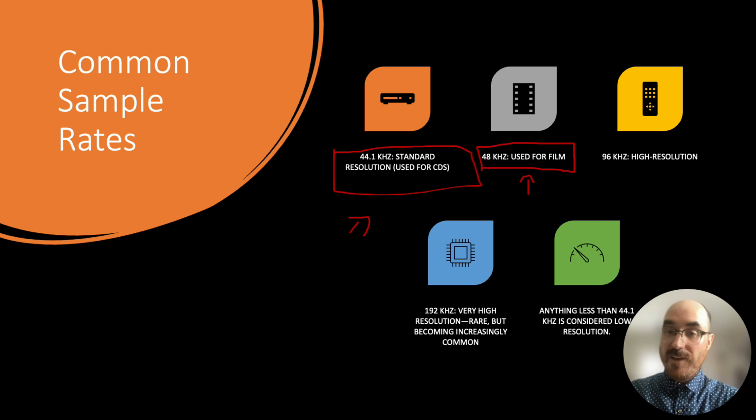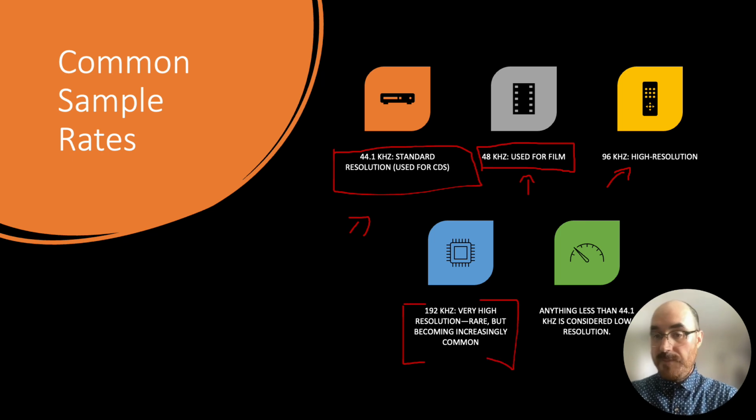There are other ones like 96, maybe used in some audiophile or classical music recordings where you want the best possible audio quality. Not so common though. 192, even higher, but again, not super common, not something you'll be doing without really specialized hardware. And anything less than 44.1 is considered low resolution. You probably wouldn't want to do that unless you're purposely trying to get some sort of degraded sound effect, or you want it to sound very digital or distorted.